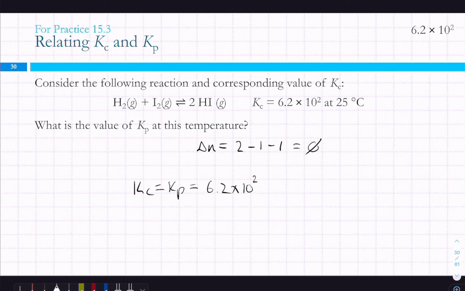So always check delta N first. Because you could go through and do this whole thing with all the numbers, and you'd have a great time doing it. But you'd be kind of sad when you got to the end and realized, oh, maybe I didn't have to. So calculate delta N first. And remember, this only applies to gases. So if we have a reaction that has gases in it, then calculate delta N, and you can convert Kc to Kp.